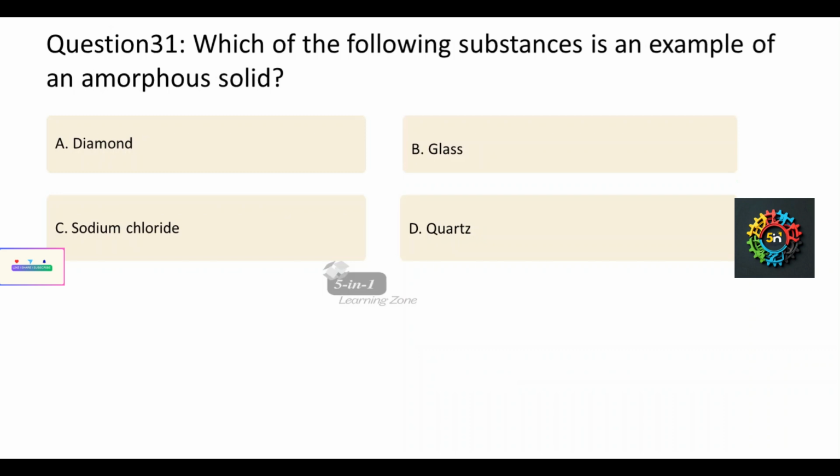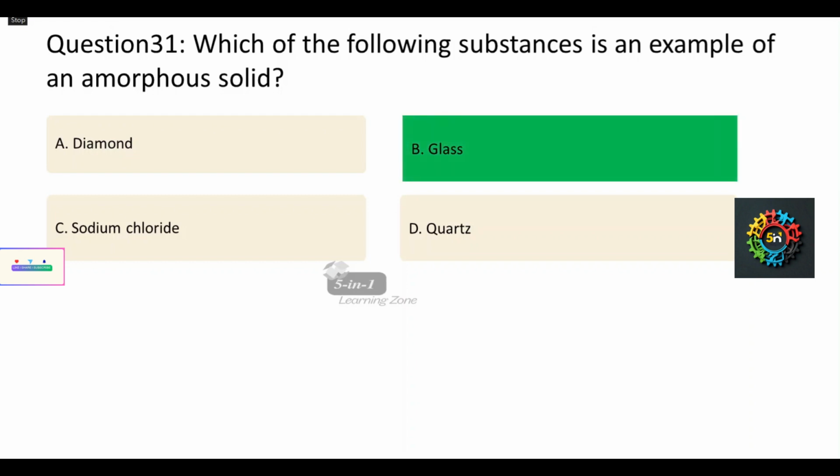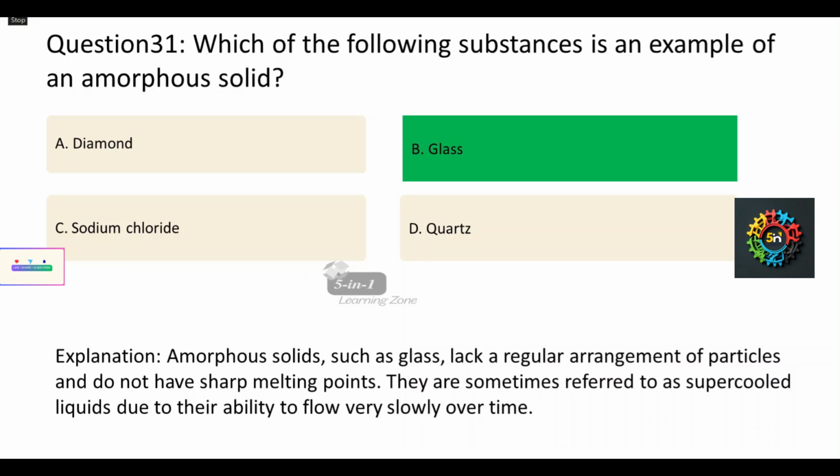Question 31. Which of the following substances is an example of an amorphous solid? Correct answer: B. Glass. Explanation: Amorphous solids, such as glass, lack a regular arrangement of particles and do not have sharp melting points. They are sometimes referred to as supercooled liquids due to their ability to flow very slowly over time.